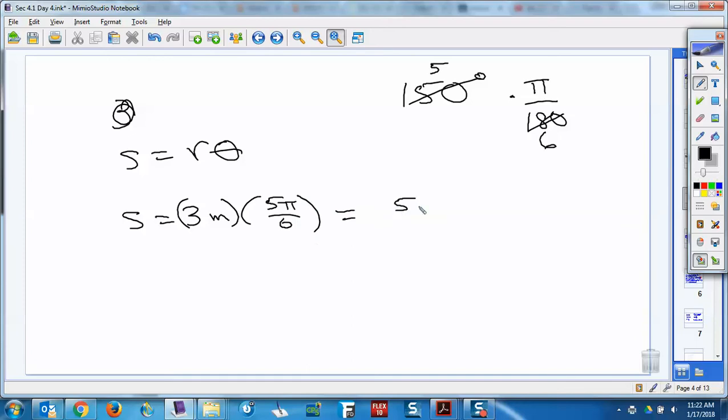So that's what? 5 pi over 2 meters. Did I do that right? So 3 times 5 pi over 6. Now, it didn't say how to give the answer, so I'm fine with that. But if you want to multiply that out with the pi button, it sounds weird to say 5 pi over 2 meters. If you want to multiply that out with the pi button and get a decimal, fine.